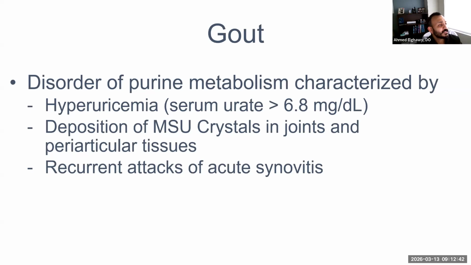So what is gout? It's a disorder of purine metabolism. This is high uric acid levels, hyperuricemia above 6 to 7. This can cause deposition of monosodium urate crystals into the joint and into the periarticular tissue, like the Achilles tendon, amongst others. And then because of these crystals, it can cause synovitis and acute attacks.